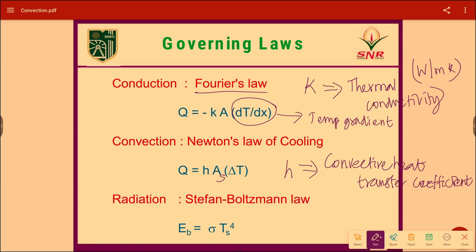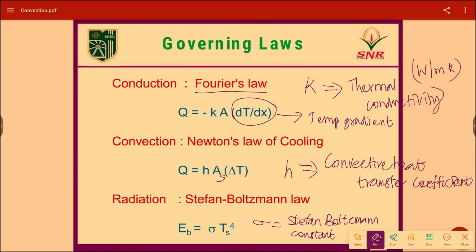Next, the radiation mode of heat transfer is governed by the Stefan-Boltzmann law, which is given by EB is equal to sigma into Ts power 4, where EB stands for emissive power. This sigma is nothing but the Stefan-Boltzmann constant, and this Ts is the absolute temperature in terms of Kelvin.